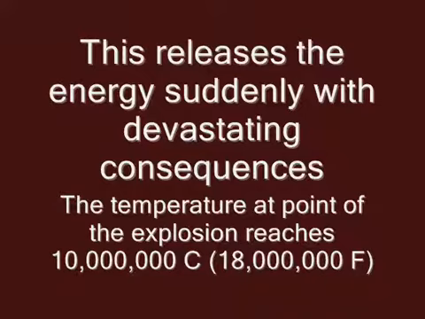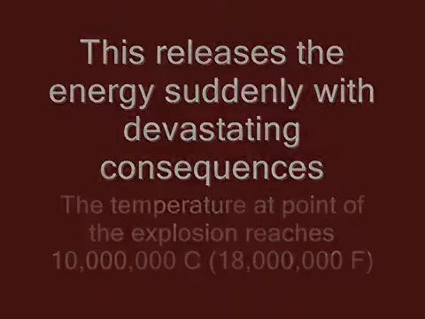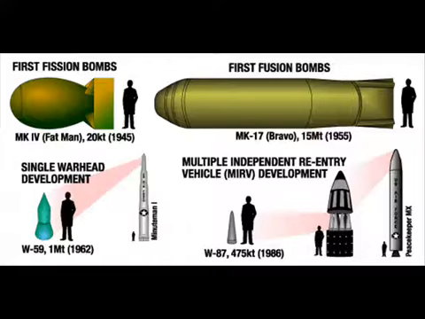The temperature, when the nuclear reaction starts, is 10 million degrees Celsius. This is equivalent to the core of the sun. That's 18 million degrees Fahrenheit. And we've only used these weapons a few times. One of the first ones that we used is up in the upper left-hand corner.